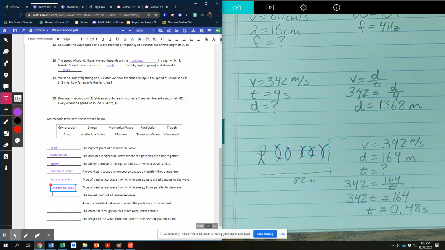The lowest point on the transverse wave is called the trough. The area where particles are spread out is called the rarefaction. The material through which a wave travels is called the medium. And then the length of one wave to the next is called wavelength. And so that is the waves review page.